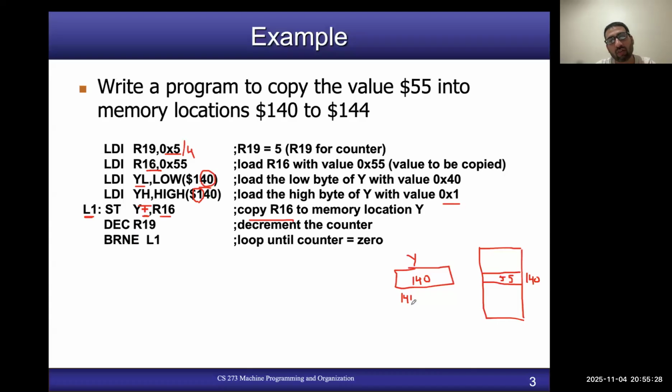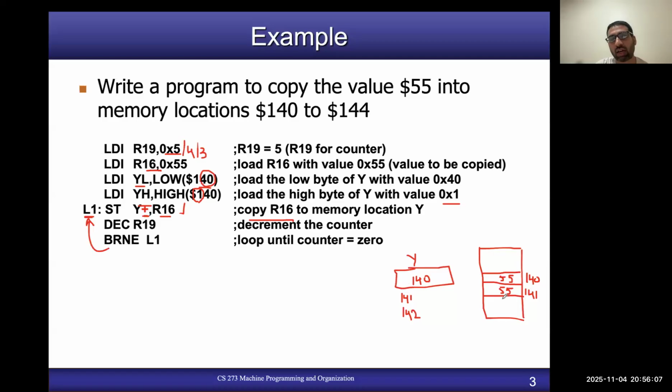R16 is what? 55. And Y is what? Y is 141, which is basically this next byte here, right? So at this memory location 141, 55 is written, right? And as part of this same instruction, Y is also incremented, so Y becomes 142. Then you again decrement R19, so it becomes 3, and you check, is it equal to 0? No, so you go back to the loop, and you will keep iterating.